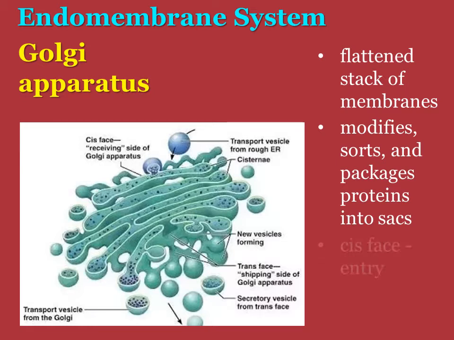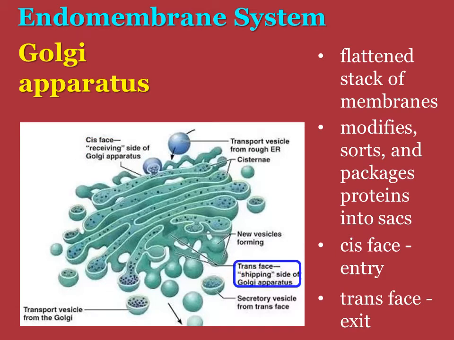The proteins enter the cis phase of the Golgi apparatus. Proteins exit the trans phase of the Golgi apparatus and move to the plasma membrane by means of secretory vesicles. Proteins are then secreted from the cell.